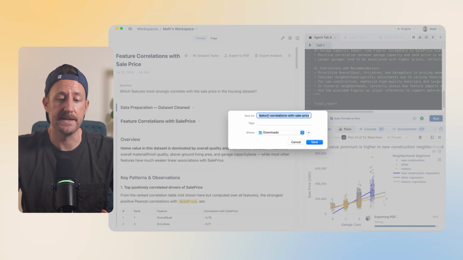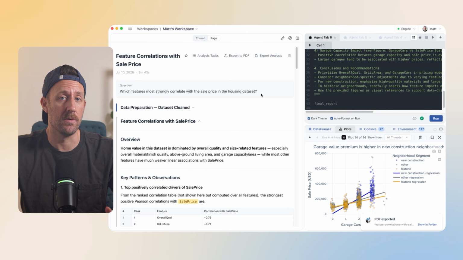Plot Studio AI isn't just a black box or a chatbot. It works like an analyst and it shows all of its work. So if you're a beginner, this is how you can learn faster. If you're more advanced, this is how you can do high-level analytical work with an AI partner.